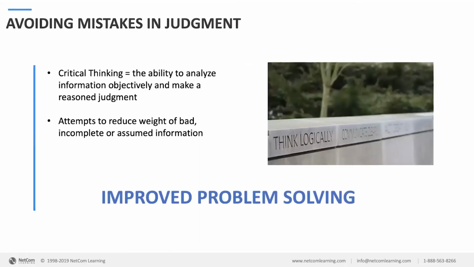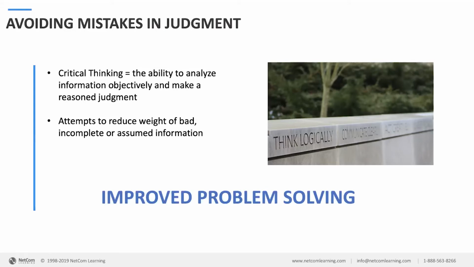First of all, let's talk about avoiding mistakes in judgment. And let me start with the definition of critical thinking. Critical thinking is the ability to analyze information objectively and make a reasoned judgment. Now, let me break that down a little bit because that's a textbook definition. And even though I've used plenty of textbooks over the years as a student and as a teacher, I always hate those kinds of definitions. So let me break this down a little bit.